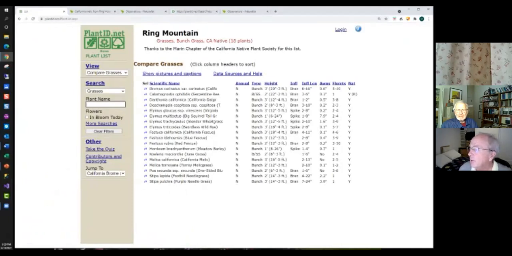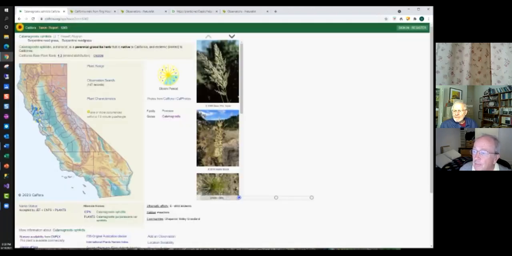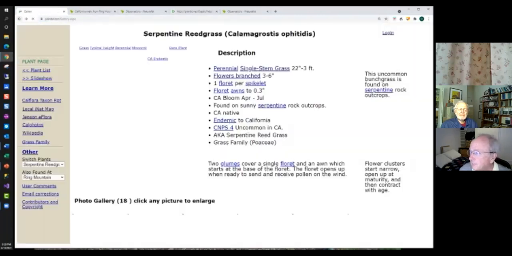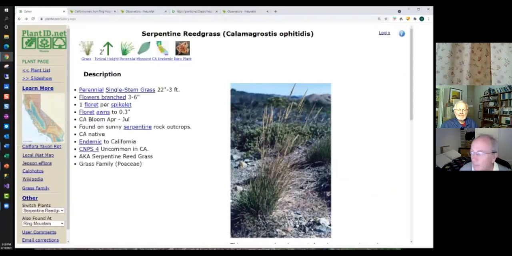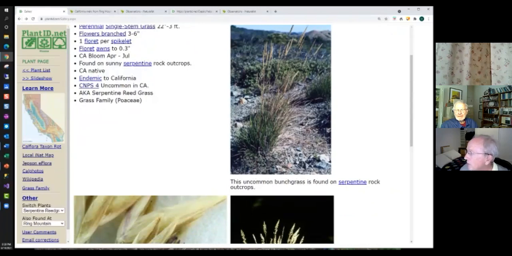I'm going to start with Calamagrostis foliosa, serpentine reed grass, which is a rare plant, but is easily found on Ring Mountain. It's got a CNPS rating of 4, which means that it's uncommon in California. And you can see over here on the CalFlora range map that it has very limited distribution in counties north of San Francisco in serpentine areas. It's endemic to California, so it's only found in these little places all around the world. This is the place to go to see this unusual grass. This uncommon bunch grass is found on serpentine rock outcrops.